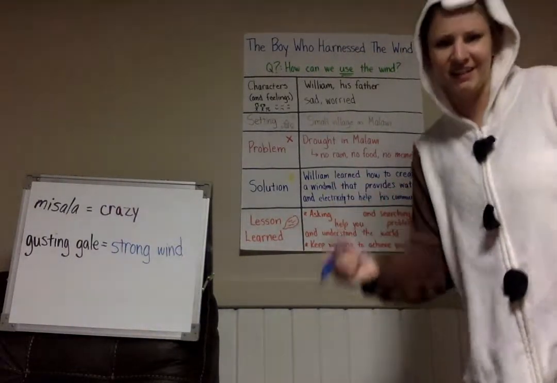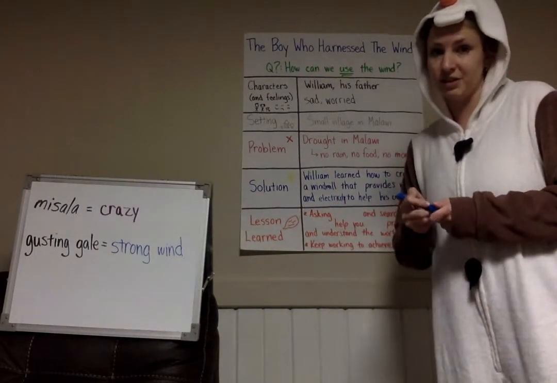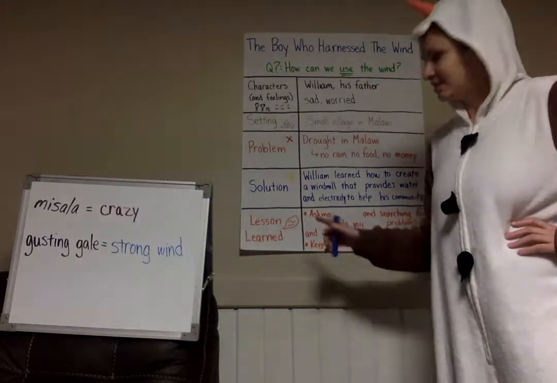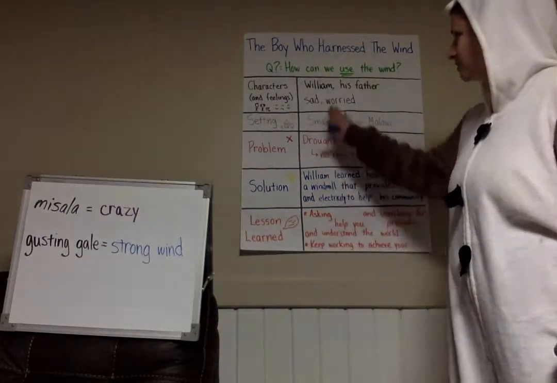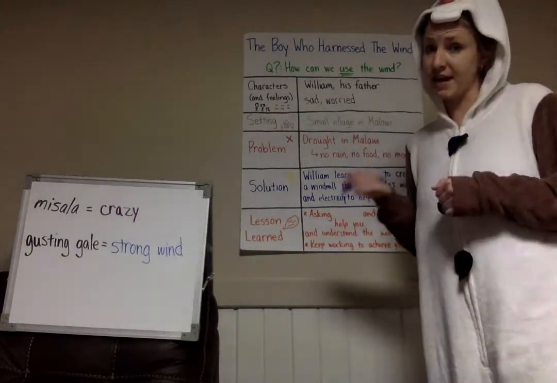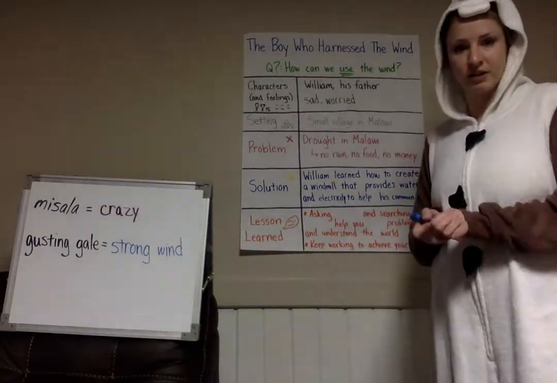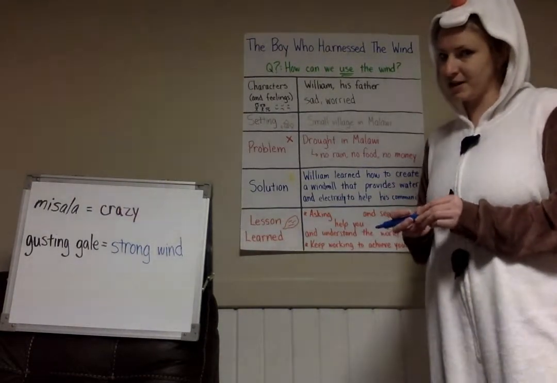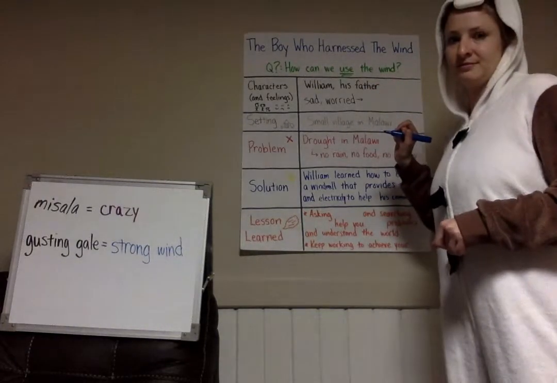So he did that. And he was only 14 years old. Pretty crazy stuff. So now, this part gets a little tricky. Oh, before we get to our lesson learned, do you think William and his followers' feelings changed in the story? Before they were sad and worried. But now that William made this windmill and they had water and electricity, do you think they were feeling sad or worried anymore? How do you think they're feeling?